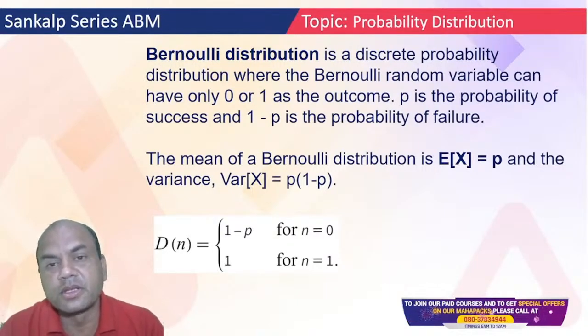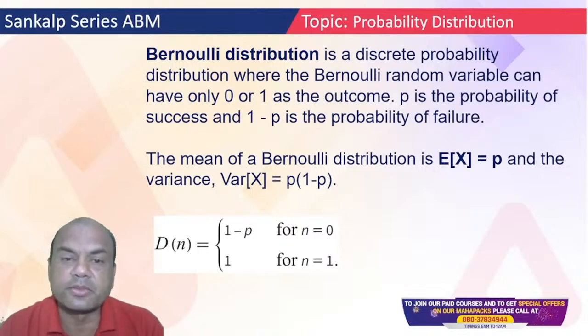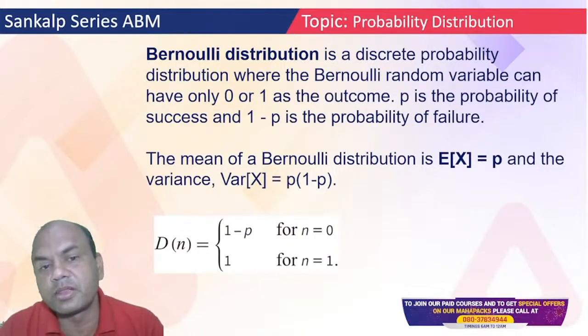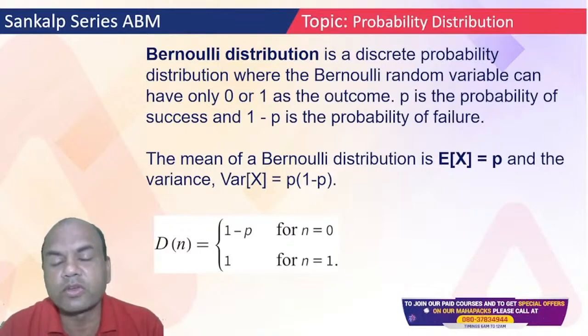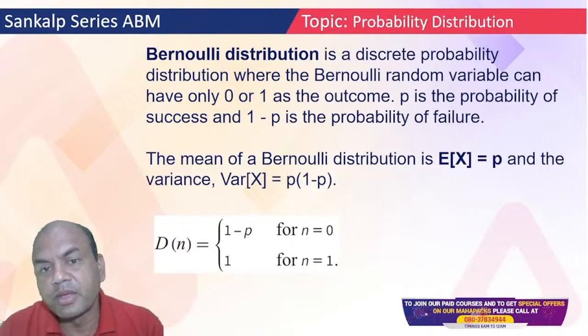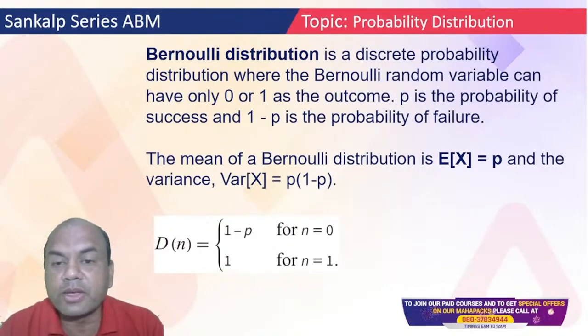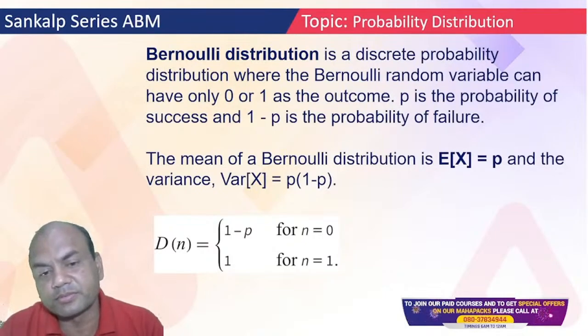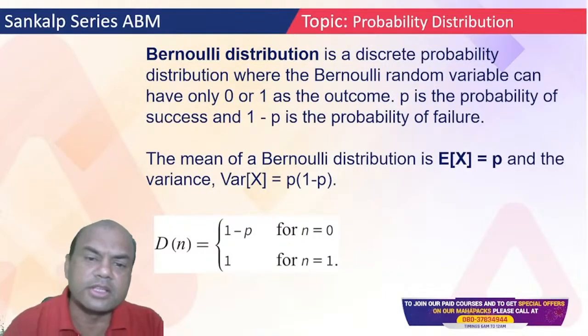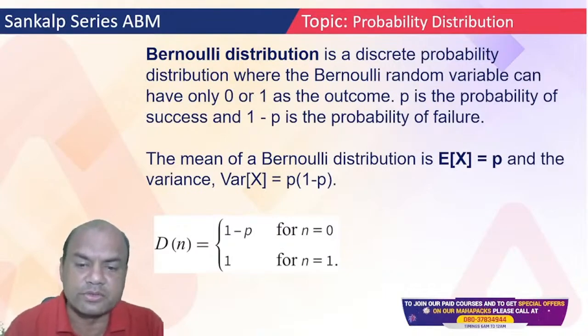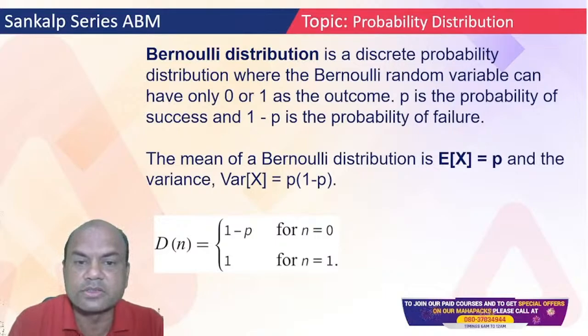Bernoulli distribution is a discrete probability distribution where a Bernoulli random variable can have either 0 or 1 as the outcome. P is the probability of success and 1 minus P is the probability of failure. Some books call this 1 minus P as Q also.